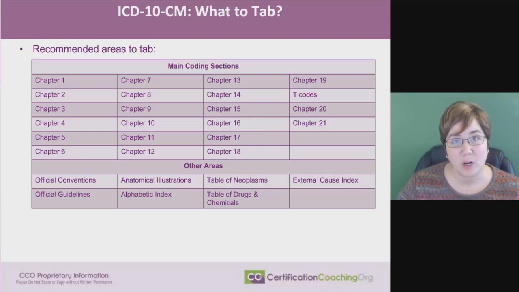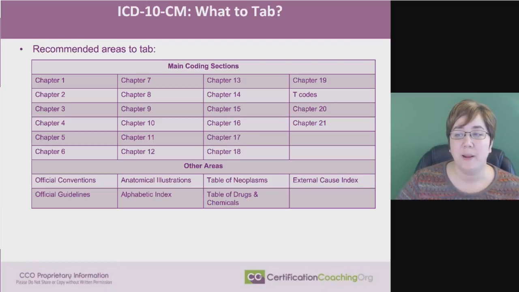Tab the table of drugs and chemicals, tab the external cause index. And when you're going, well, where do I put all these? Don't worry, I've got pictures on the next couple slides. I just want to start out with getting you thinking about what you want to tab.